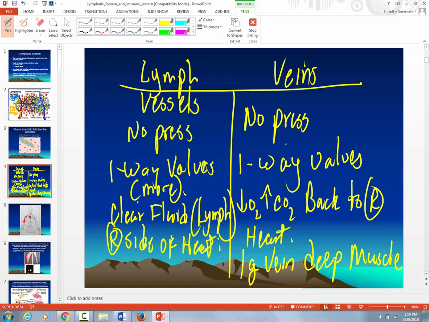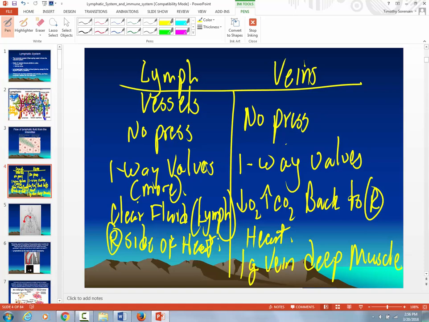Okay, where are the largest lymph vessels of your body? Deep inside muscle, right? And probably one of the biggest ways that you get lymph back to your heart is through the thoracic pump.